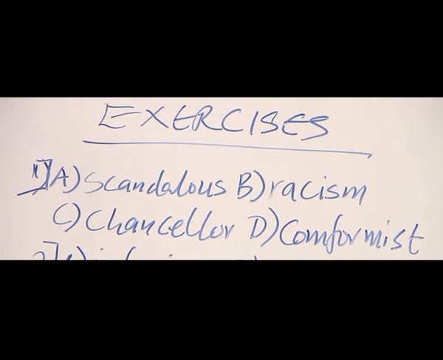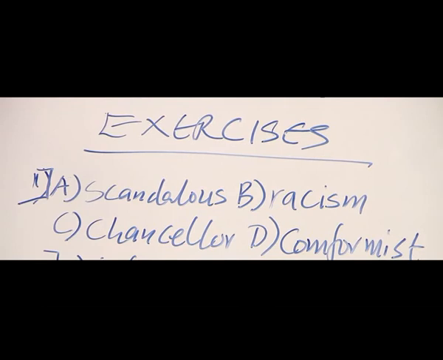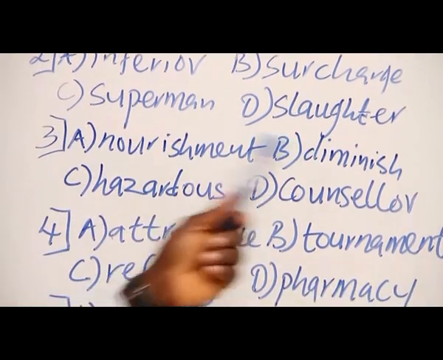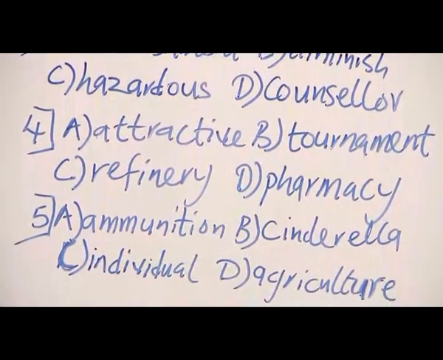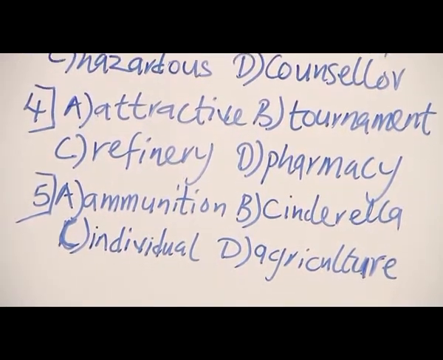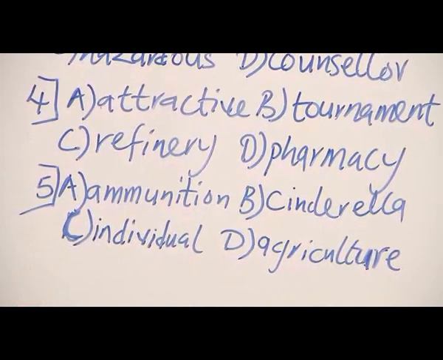We have exercises here for you to try your hands on. Now, we have, as usual, 5 of them. Question number 1. You have option A, B, C, and D. The question is, which of them is the odd one? Question 2, A, B, C, D. Question 3, A, B, C, D. Question 4, A, B, C, D. And question 5, A, B, C, D. Now, try them out and see how well you have performed.